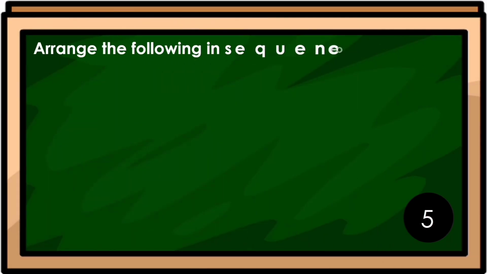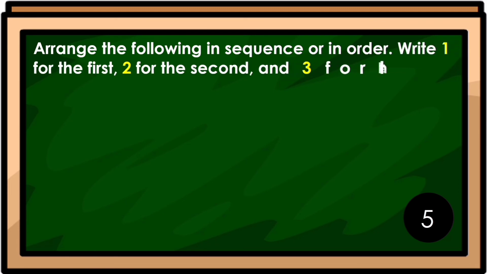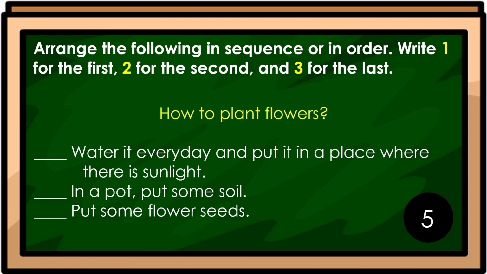So another activity. Alright, so in this activity, you are going to arrange the following in sequence or in order. Just write 1 for the first, 2 for the second, and 3 for the last. Here are the sentences. How to plant flowers. So, what is the first step? What is the second step? And what is the third step? Are you ready? Alright. So, write your answers now.